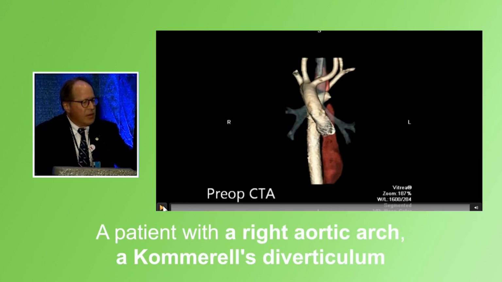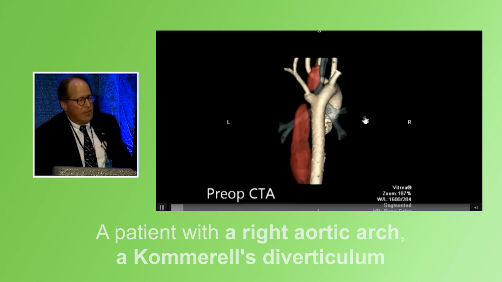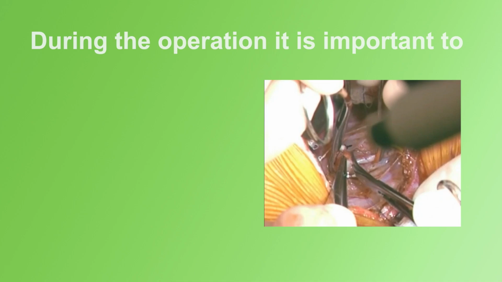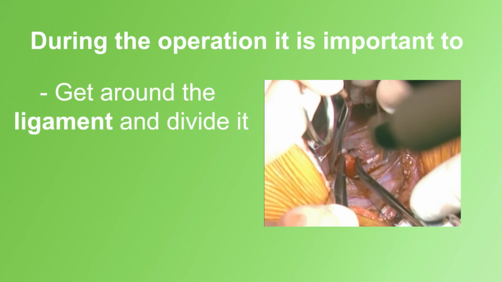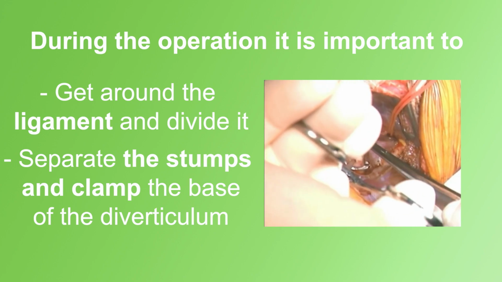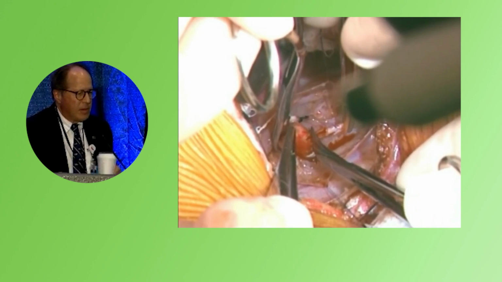This little video is a patient with a right aortic arch, a Kommerell diverticulum. This is the bronchoscopy of that patient showing the right-sided compression. During the operation, it's important to get around the ligament and divide it, separate the stumps, and clamp the base of the diverticulum. Clip the subclavian, divide the subclavian.